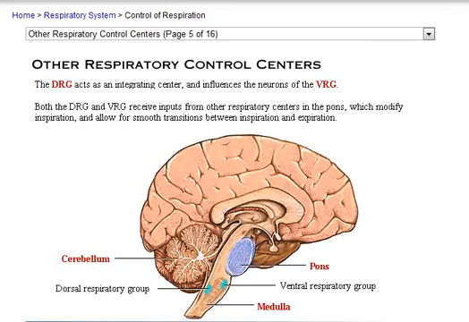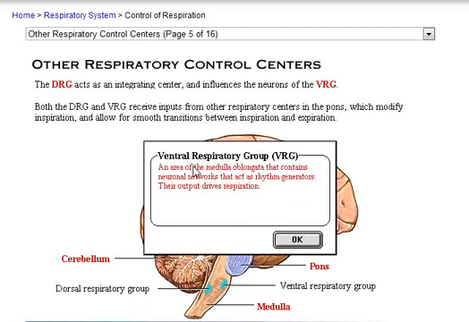Both the DRG and the VRG receive inputs from... I'm going to pause that right there. We're going to look at what the VRG is. The VRG is the ventral respiratory group. It is an area of the medulla oblongata that contains neural networks that act as rhythm generators.